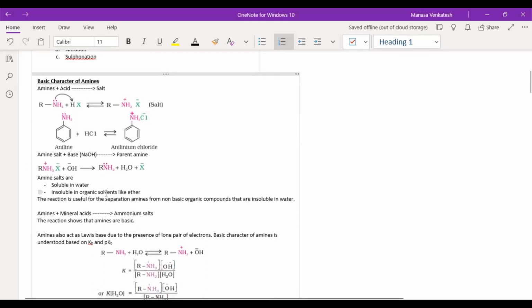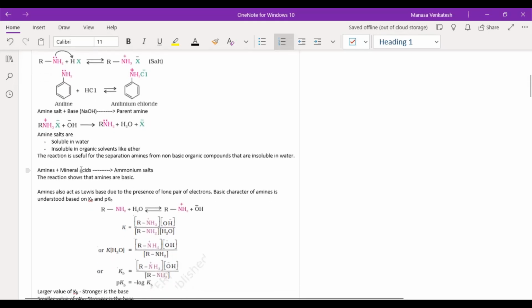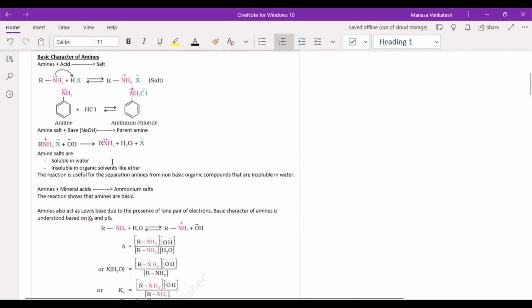The amine salts are soluble in water, but they are insoluble in organic solvents. This reaction helps us distinguish amines from non-basic organic compounds which are insoluble in water. Amines also react with mineral acids to give ammonium salts, and all of these show that amines are basic. So, amines react with acid to form a salt.